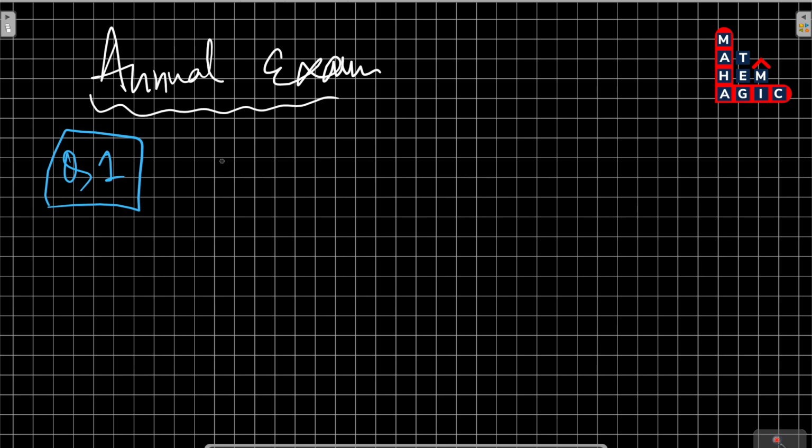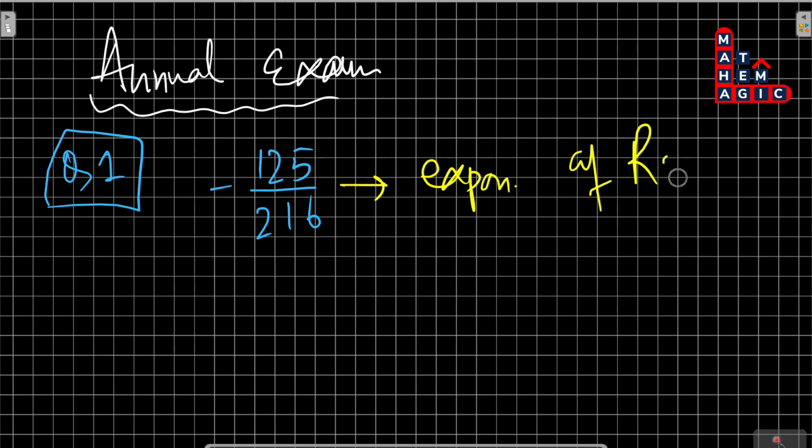So the question number 1 that I've taken up is a very simple question. That is minus 125 by 216. It needs to be converted into an exponent of a rational number, okay? So how are we going to do this?